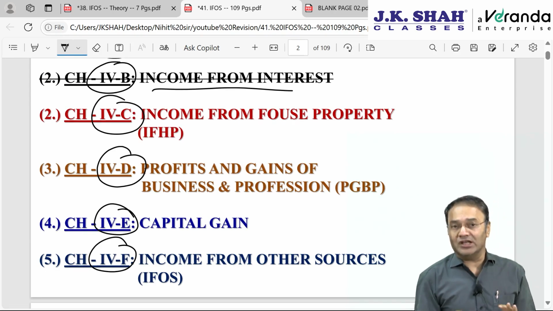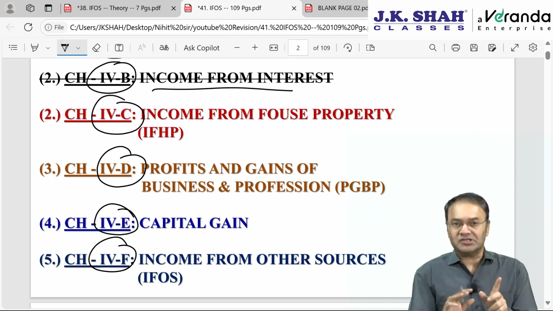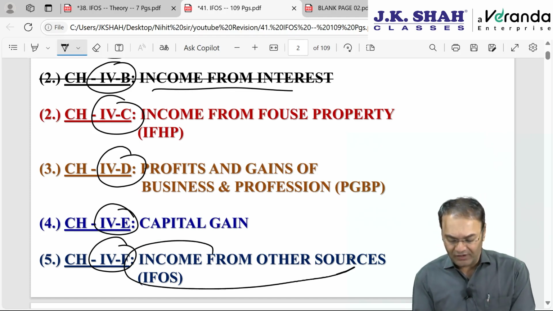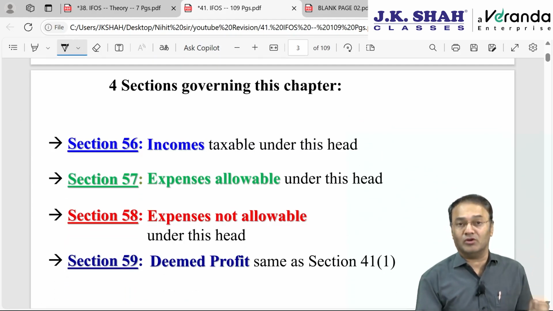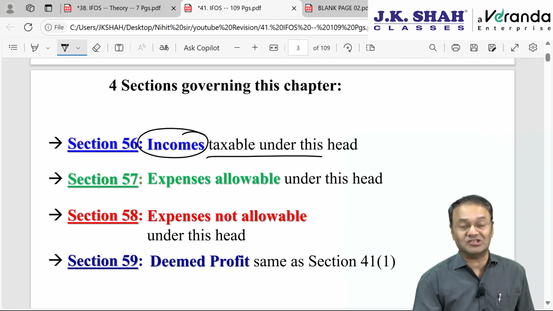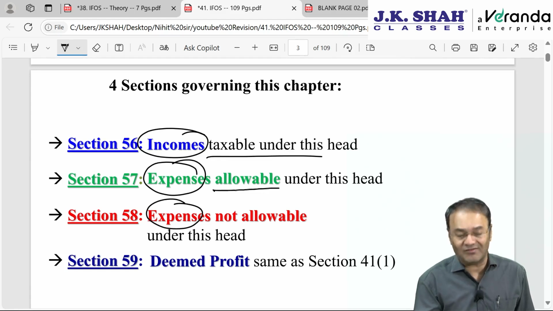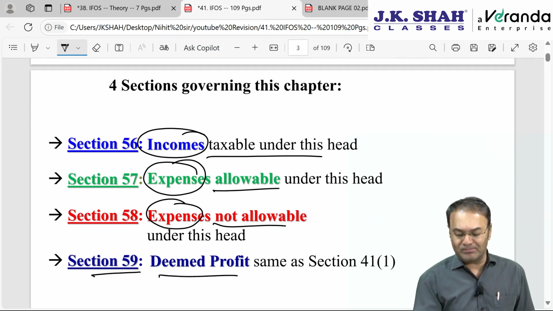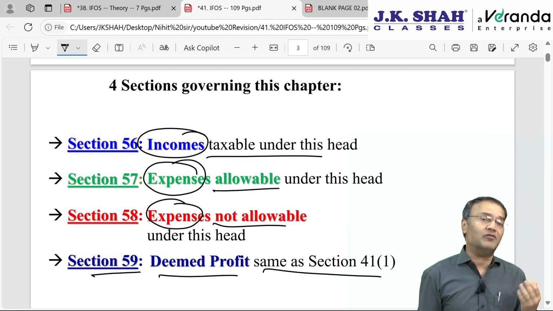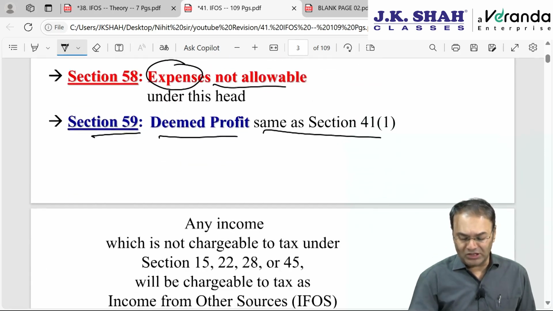IFHP and salary are deleted officially by the Institute from CA Final direct tax. In Inter CA it continues. So starting with IFOS, 56, 57, 58, 59, four sections. The very first section talks about which incomes are taxable under this head. This is the charging section, 56 is the charging section. 57, 58 talk about expenditure, which are allowable is 57 and not allowable are 58. And the last section is unimportant, deemed profit, same as section 41(1) of the PGBP chapter.